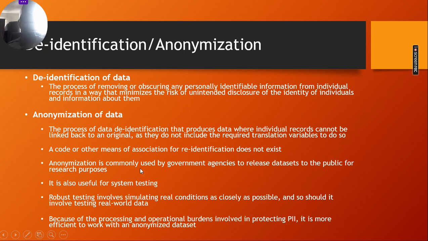Anonymization is commonly used by government agencies to release data sets to the public for research purposes, so that you cannot tell how the government got this information or who the people are that supplied it. It is also useful for system testing. Robust testing involves simulating real conditions as closely as possible, so it should involve testing real world data. We use anonymization techniques to test data when we carry out or simulate data in research, before we go to real world implementation. Okay, now let's move on quickly.